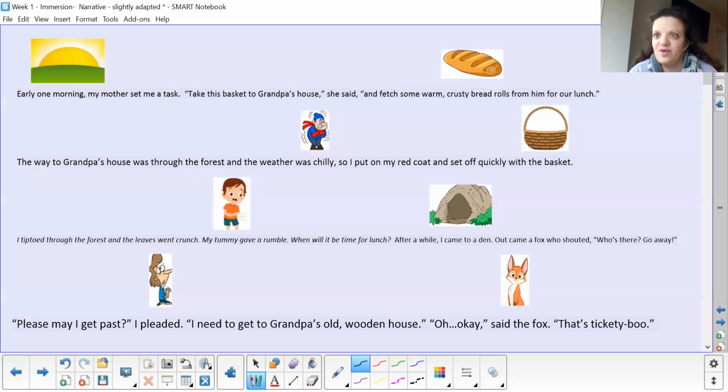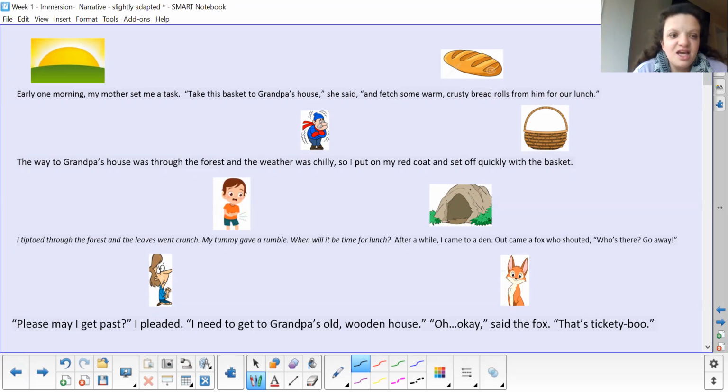If you can, try not to read it and try to use the pictures to help you. Early one morning, my mother set me a task. "Take this basket to Grandpa's house," she said, "and fetch some warm, crusty bread rolls from him for our lunch." The way to Grandpa's house was through the forest, and the weather was chilly. So I put on my red coat and set off quickly with the basket.